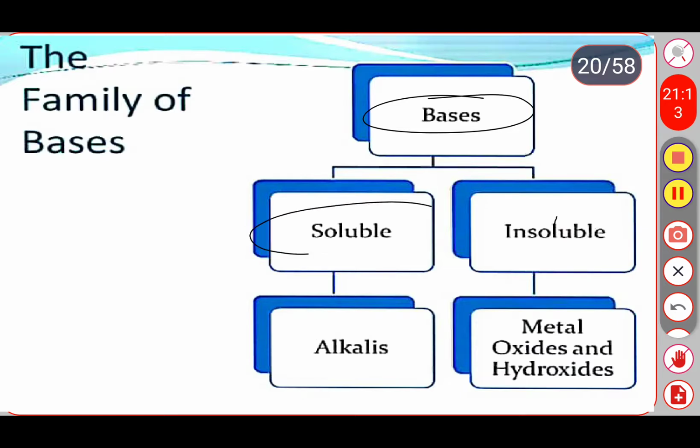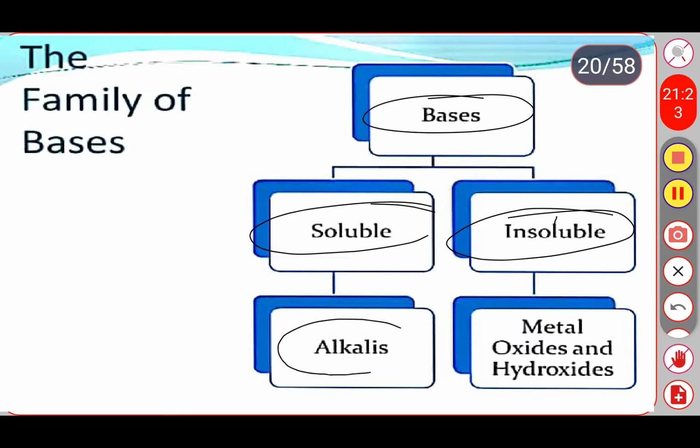All the soluble bases we are going to consider as alkalis, and all the insoluble bases we are going to consider as metal oxides and metal hydroxides, right? If any substance is completely soluble in water, then that type of base is considered an alkali. Otherwise they are insoluble bases, and these insoluble bases are in the form of metal oxides or metal hydroxides.